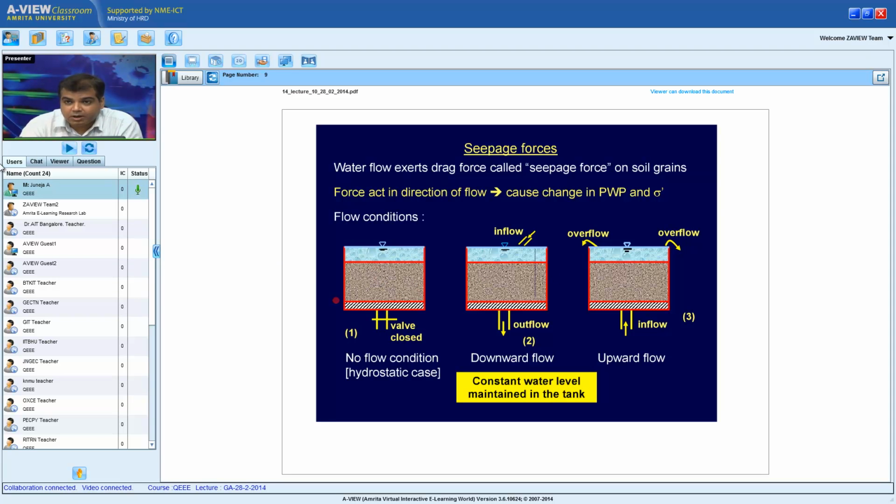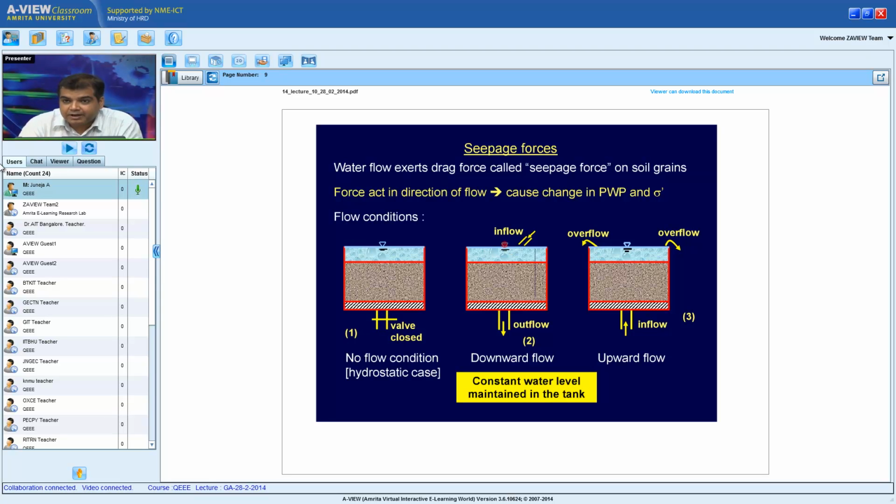The first one shows a cylinder which has soil, and on top of the soil there is water. As shown by the triangle, the water level is maintained, so it's of fixed height. Whereas at the bottom you have a valve, and in the first figure the valve is shown to be closed. So the horizontal line over there shows it's closed.